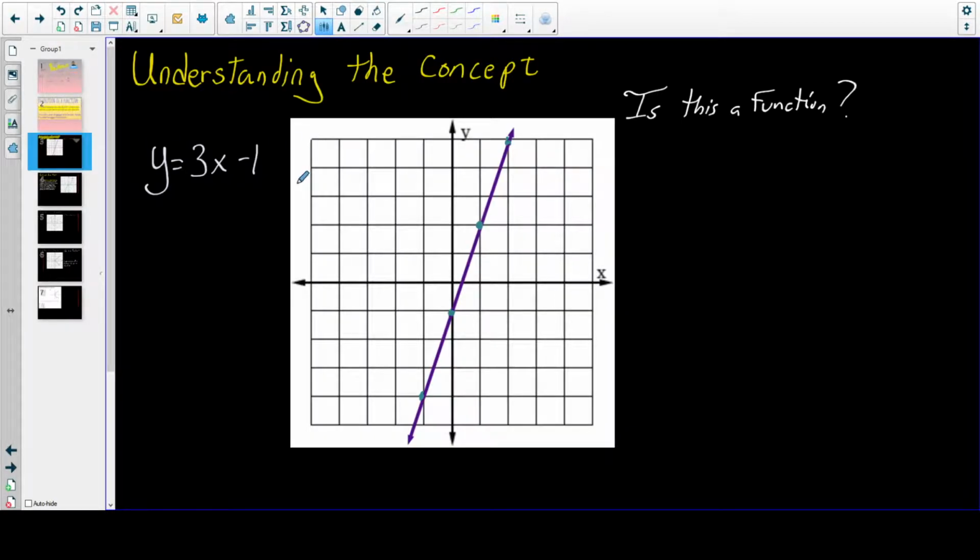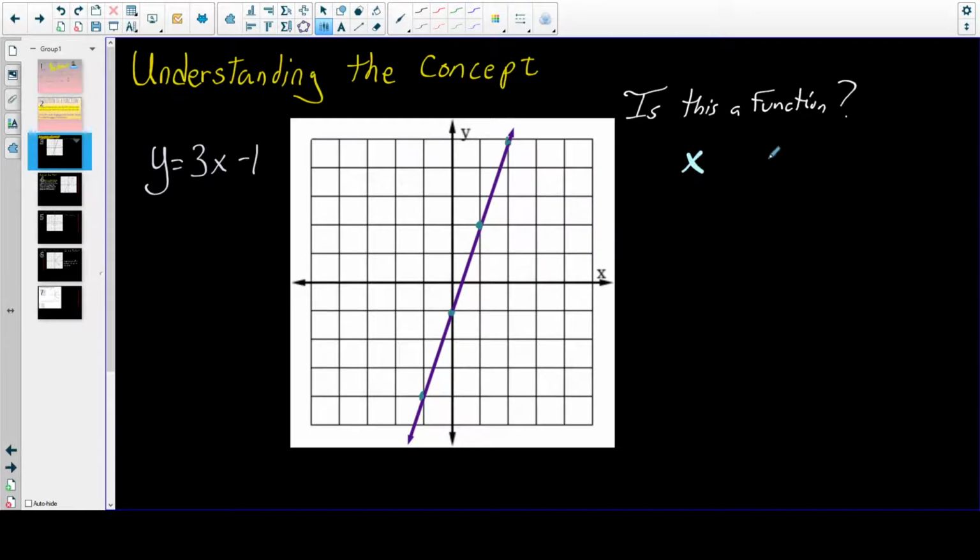So if I gave you the equation y equals 3x minus 1, we can graph that. Okay? And if I were to ask you, is this a function? Well, we've got to approach this a bit differently. If I look at all of my x values, let's say this is the x-axis, and I am looking at the x value of 0.